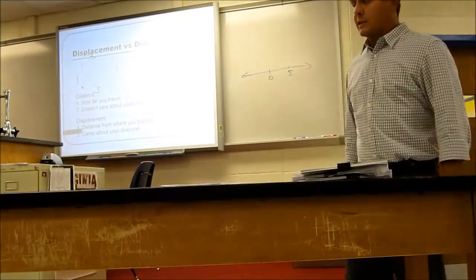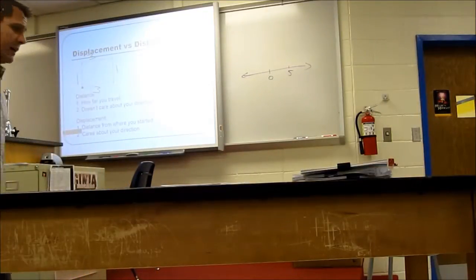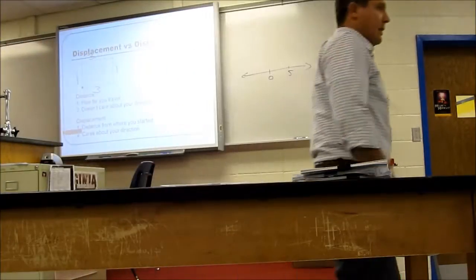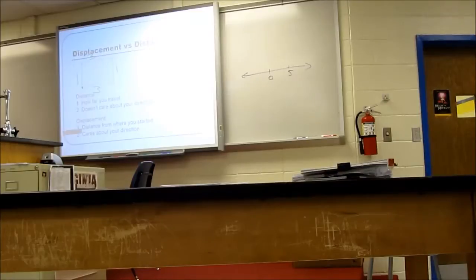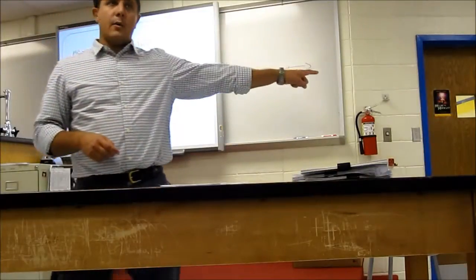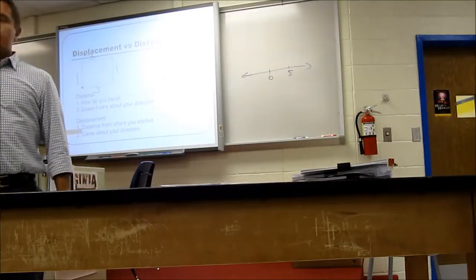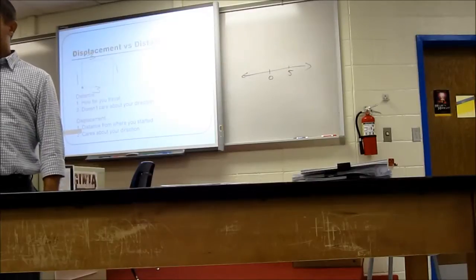Now, let's say I go forward and backwards. Let's say I walk 2 meters this way, and then I turn around and walk 3 meters that way. What's my distance going to be? 2 this way, 3 that way: 5. So my distance is 5. What's my displacement? -1. Right.